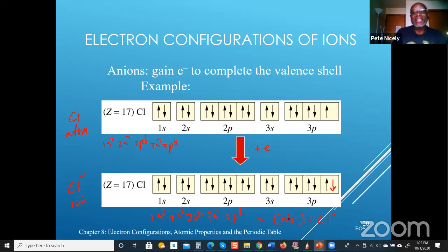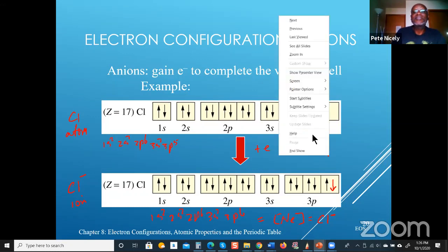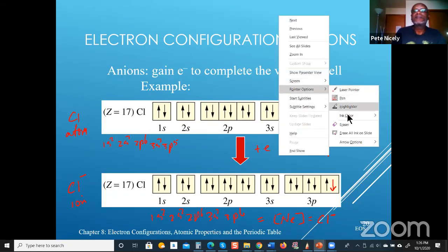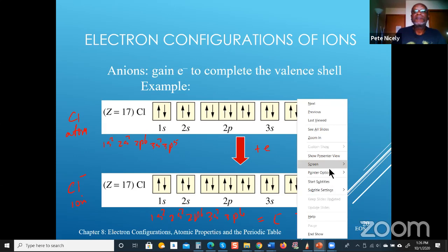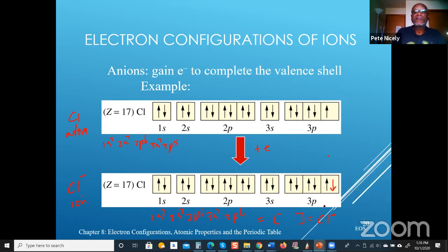Now, it does not mean that, oh, you had a question? Wouldn't that be the electron configuration of argon? I'm sorry, you're right, argon, my bad. Thank you for pointing that out. I'm thinking of fluorine to fluoride. So let me do this here. So this here would be argon. Thank you for pointing that out.